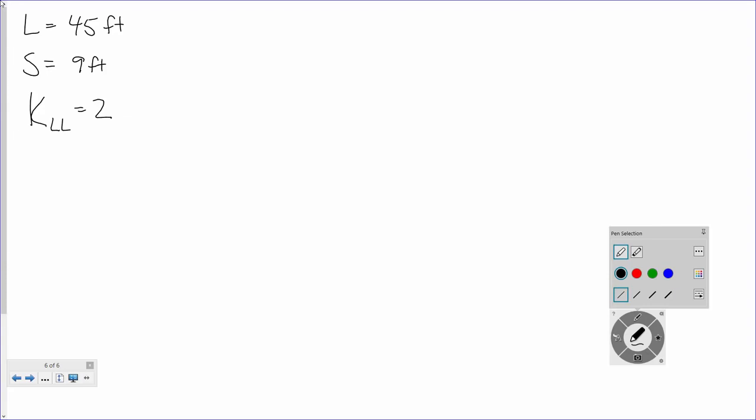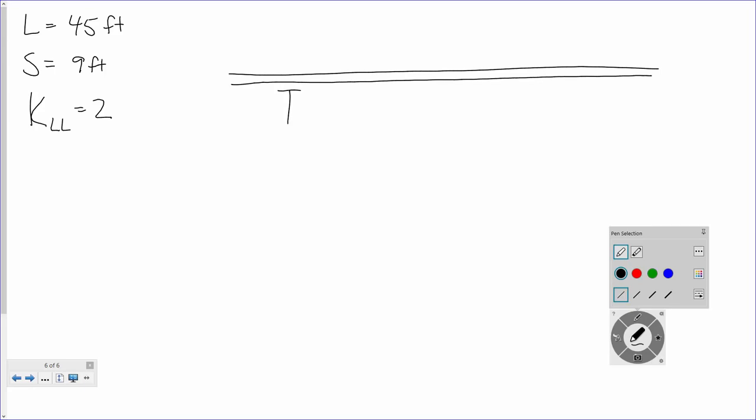I'm going to have, let's say, a floor slab that looks something about like that. And I'm going to have a bunch of floor beams spaced out like so, right? And those floor beams are running in and out of the screen, okay? So how far apart are those floor beams spaced? 9 feet. So far, so good?